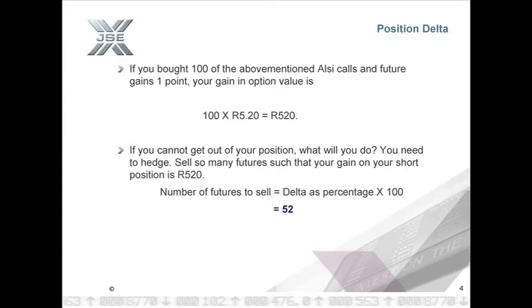Now, if you look at the next slide, I've put it out there so you can actually see. There's your 100 contracts times 5 Rand 20, meaning you will make 520 Rand if the market goes up 1 point. Also meaning you will lose 520 Rand. So how many futures should you sell? The last equation there is your delta as a percentage times 100, meaning 52, what I mentioned just now.